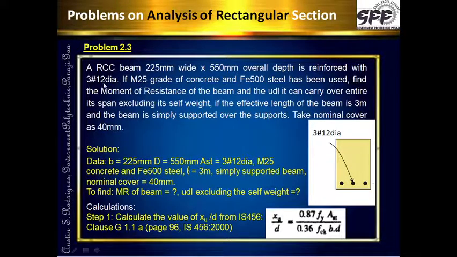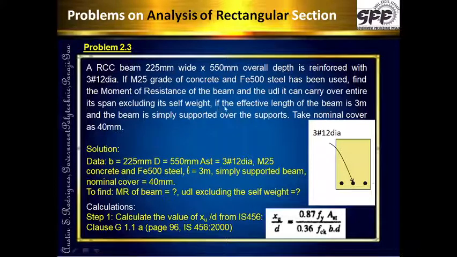It is reinforced with 3 bars of 12 mm diameter. There are 3 bars as shown over here, all 3 bars of the same 12 mm diameter. Now the grade of concrete used is M25 and the steel used is Fe500. Now find the moment of resistance of the beam and the UDL it can carry over its entire span excluding its self weight. So the UDL, whatever it can carry, we have to remove the self weight. We have to remove the self weight and say how much UDL can be permitted on this beam.